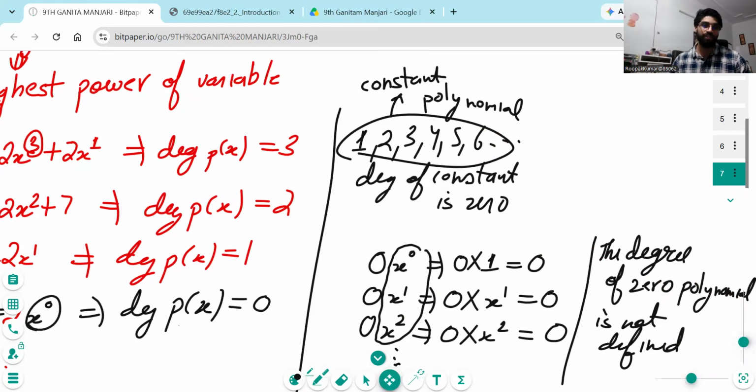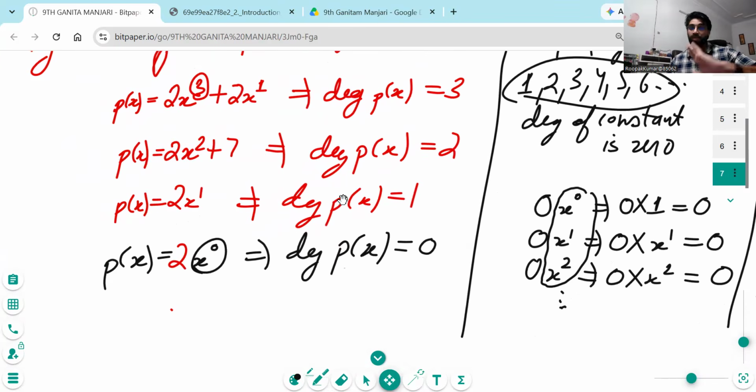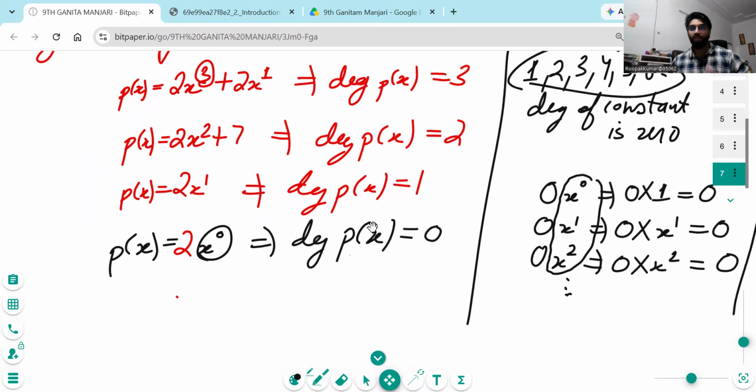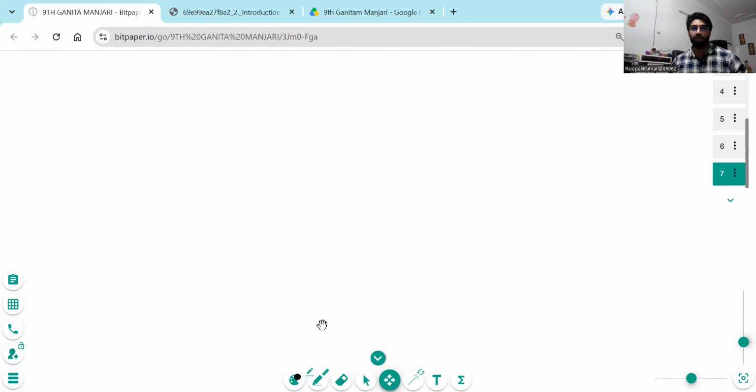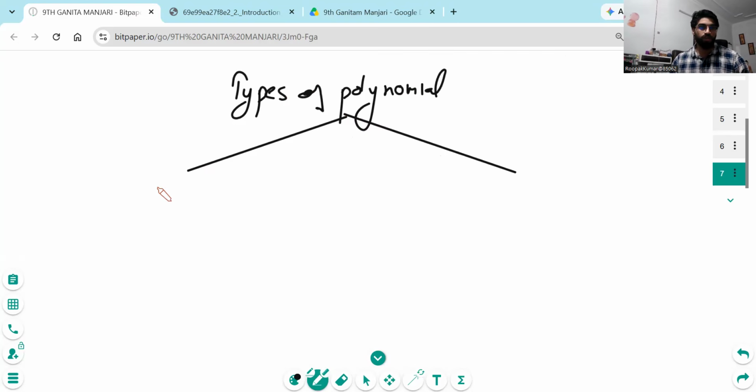Okay, so we have understood degree. We studied degree very well. I can go into its graphs too, there are a lot of things we can do, but we will do that later. Okay, right now we are just doing the intro part for the first exercise. Now we are going to go ahead with the types of polynomials. There are two bases to categorize the types of polynomials. One is on the basis of degree that we just studied. The other is on the basis of number of terms.